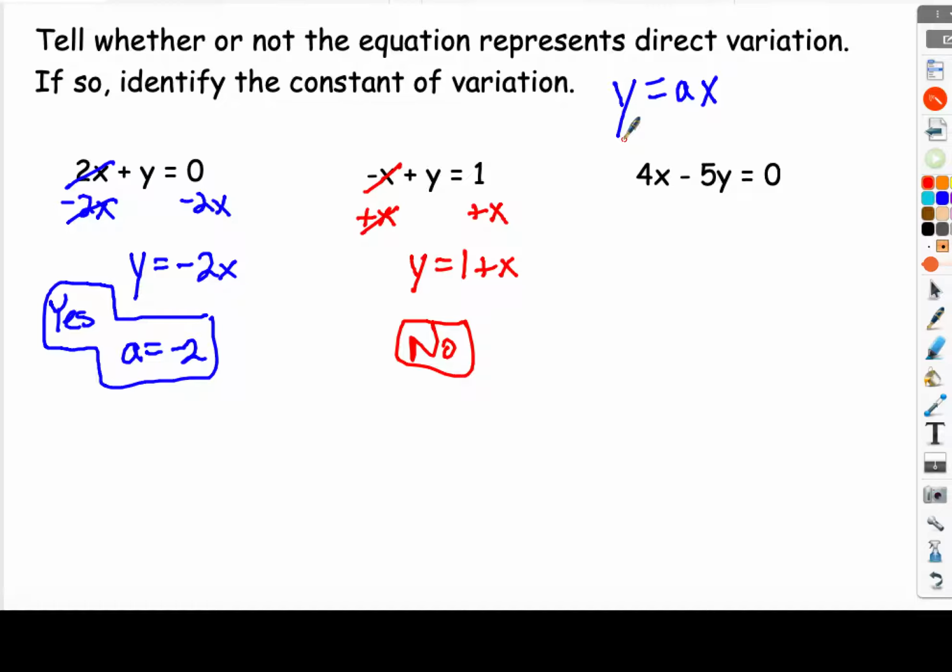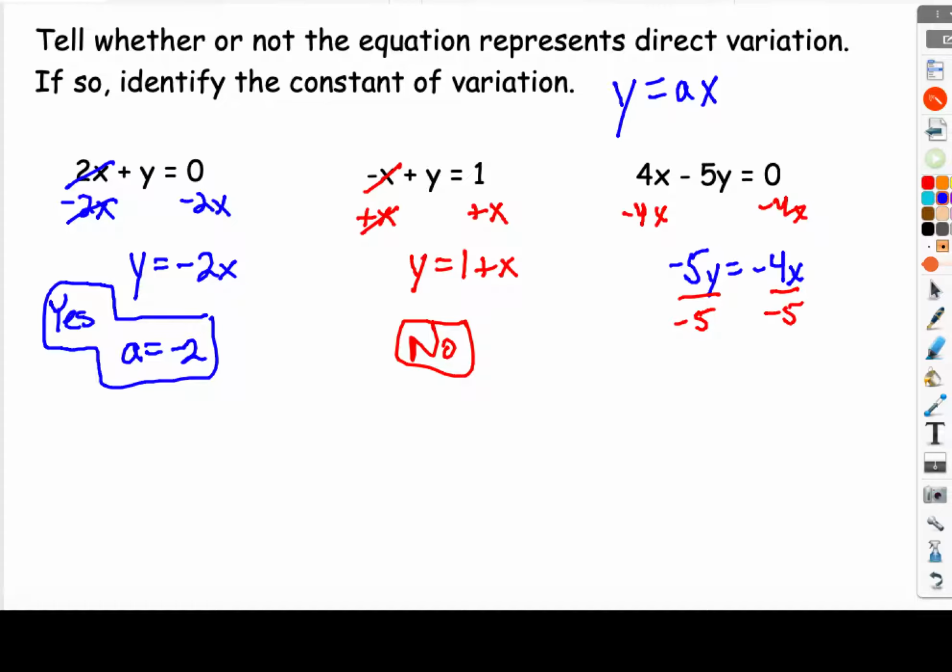And the last equation, it looks kind of messy, but again, let's start off the same way we did last time. Negative 4x, subtracting on both sides. So we're going to have a negative 5y equals negative 4x. Then I'm going to go ahead and divide by negative 5.